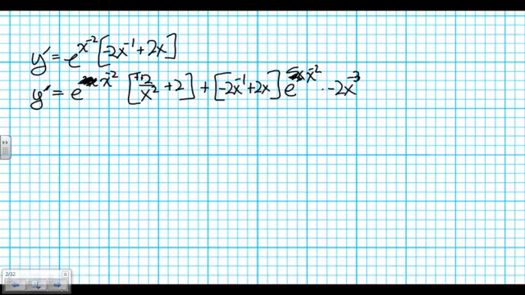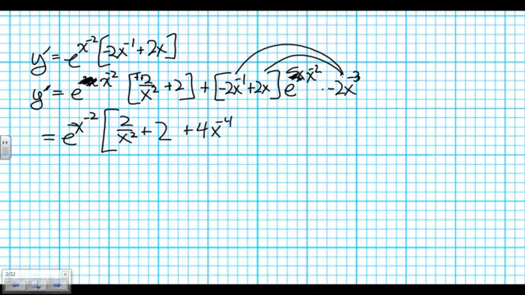All right. In both of these terms, though, there's an e to the x to the negative 2. So I'm going to factor that out. And I've got 2 over x squared plus 2. And then I'm going to distribute this through both of those terms. And I end up with a plus 4x to the negative 4 and a minus 4x to the negative 2. Please check my work.